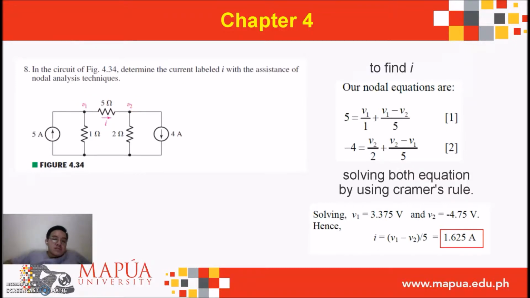To find V1 and V2, we need to use Cramer's rule. So V1 is equal to 3.375 volts and V2 is equal to negative 4.75 volts. The formula to get the current is V1 minus V2 over 5. We substitute the values. So 3.375 volts minus negative 4.75 volts divided by 5 is equal to 1.625 amperes.